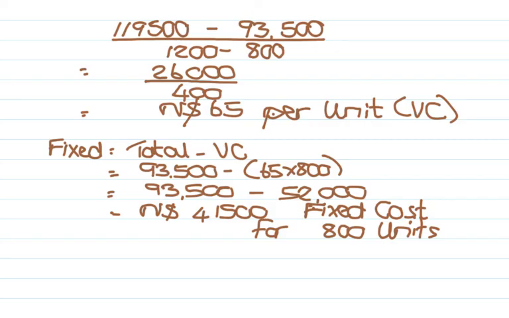So remember, they ask us what is the fixed cost for 800 units. So now I'm taking the total cost, 93,500. There's my 93,500, which related to 800 units, less my variable cost per unit times my output of 800. Deduct this, and then you will see that your fixed cost is 41,500 for the 800 units.